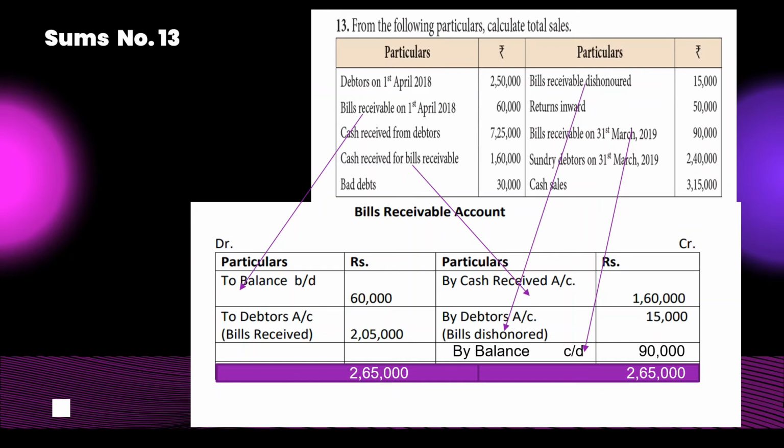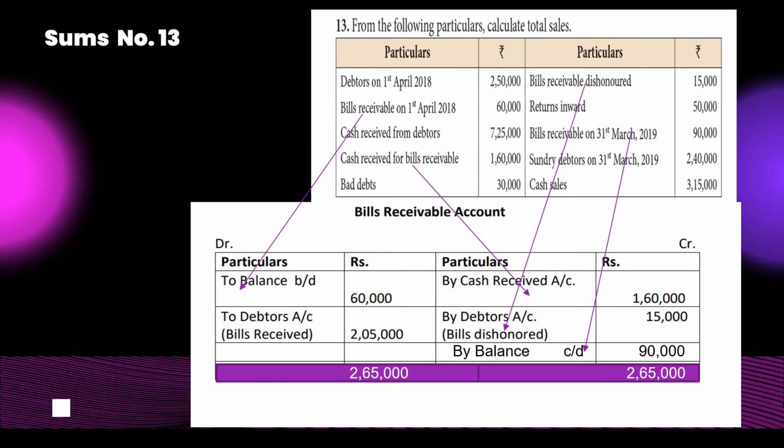The opening balance of bills receivable is 60,000. On the credit side, cash receipt for bills receivable 1,60,000. And here you remember bad debts will not come. Only 5 items. Credit side only 3 items will come, and on the debit side only 2, that is balance brought down, and you have to find the bills received, that is the balancing figure. Now just see cash received from bills receivable, and then bills dishonored you should write as debtors. Bills dishonored, so again we are transferring them to debtors account, and closing bills receivable.